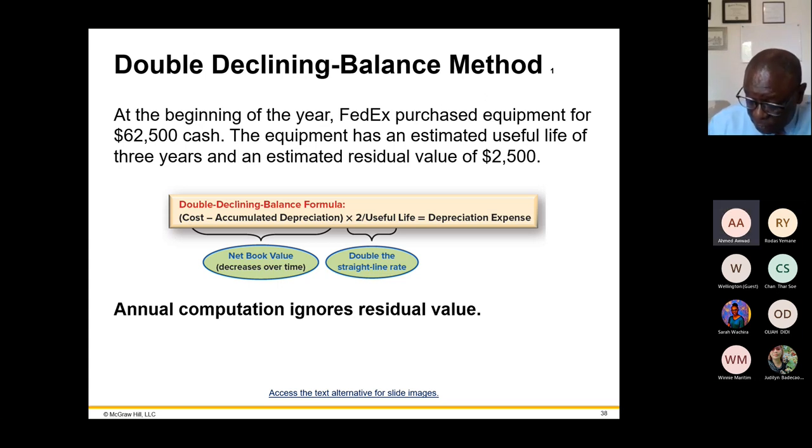So that means divide by the number of years. When you divide by the number of years, what do you get? It's 20,000. Okay, the next year will be 20,000 again. The next year will be 20,000. That is using the straight line method, correct? Yes. Okay, the double declining, the first year you charge 20,000.